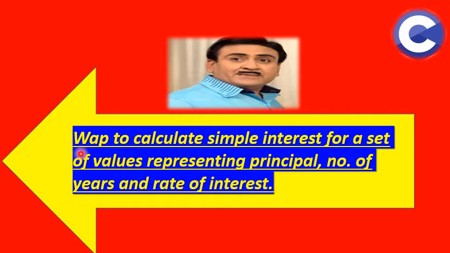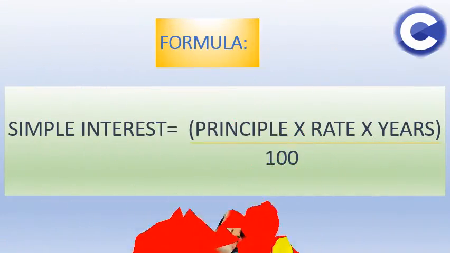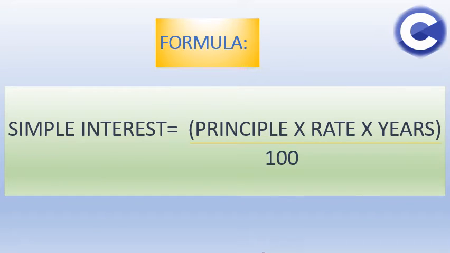In this video, we are going to see how to write a program to calculate the simple interest for a set of values representing the principal, number of years, and rate of interest. First of all, the formula for finding the simple interest is principal multiplied by rate multiplied by years, whole divided by 100. So we are going to use this in our code.